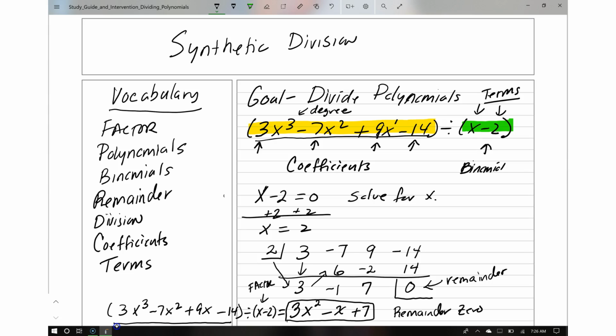So you have negative 1. Once again, you repeat the process. 2 times negative 1 gives you negative 2. 9 plus negative 2, or 9 minus 2 gives you 7. 2 times 7 gives you 14. Negative 14 plus 14 gives you 0. Since the remainder is 0, we know that x minus 2 is a factor of this polynomial.